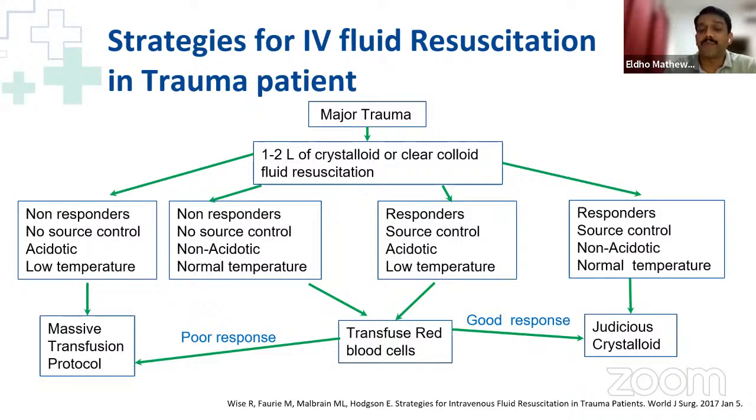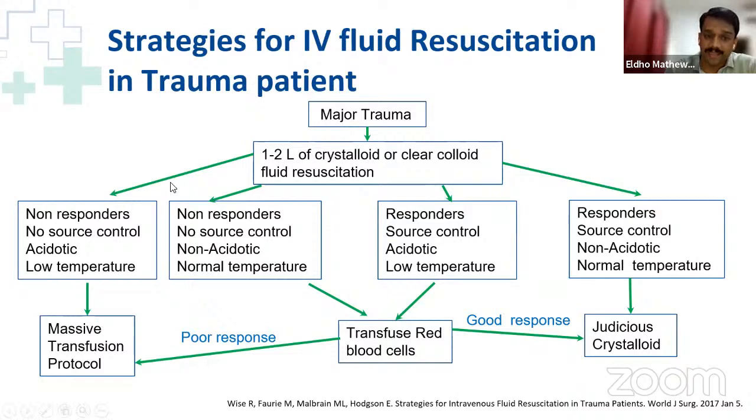The acidosis is a marker of loss of perfusion. So we have to give more blood to the patient. Then only the oxygen will reach the tissue, as the tissue perfusion will be adequate, and the acidosis will become neutralized. And we have to consider the source control also.